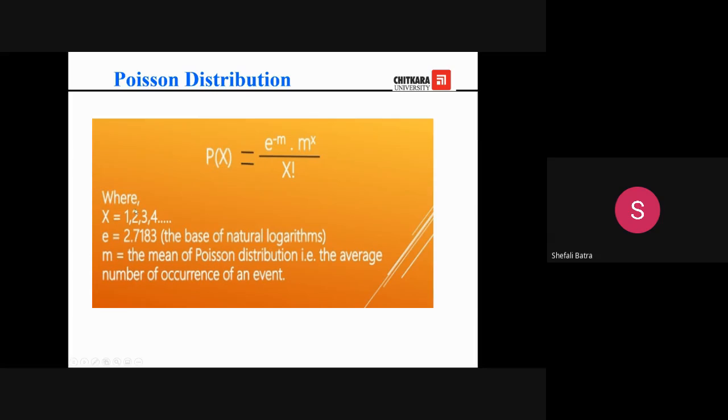If you need x equal to 1, we put P of x equal to 1, e raised to power minus m into m power 1 upon 1 factorial. That will be the probability when success is 1, when this discrete variable is equal to 1. What is m? M is the mean of the Poisson distribution, that means the average number of occurrences of the event. And e is 2.7183.